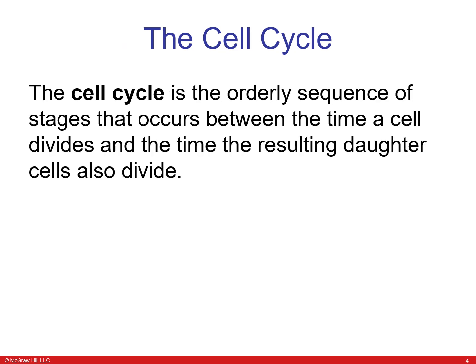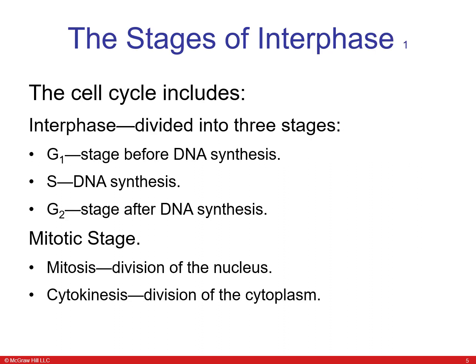The cell cycle is the orderly sequence of stages that occur between the time a cell divides and the time the resulting daughter cells also divide. So these are stages of interphase. So the cell cycle includes interphase divided into 3 stages. G1 is the stage before DNA synthesis. The S phase is where DNA synthesis occurs. And the G2 stage is after DNA synthesis. Then it enters the mitotic stage, which is the division of the nucleus, and then finally cytokinesis, which is division of the cytoplasm and when one cell turns into 2 cells.